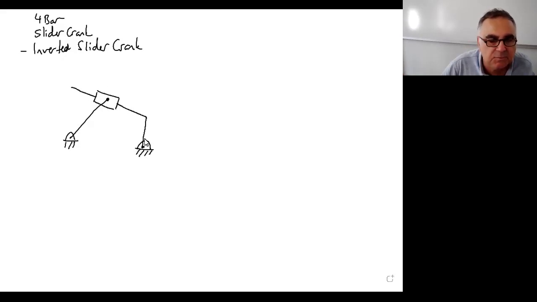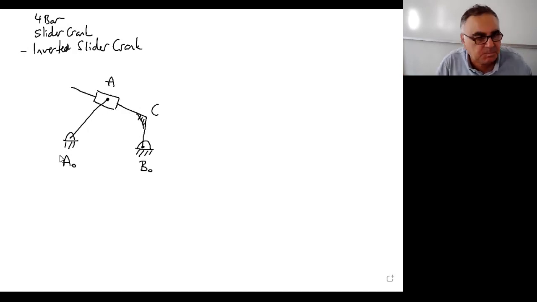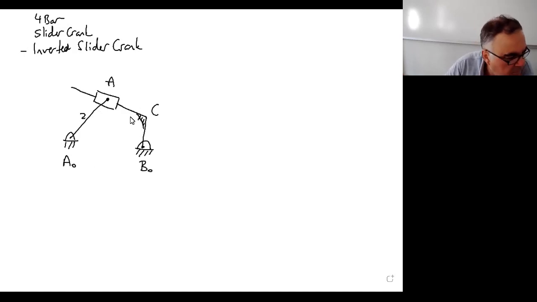This is also an inverted slider crank. The thing is, this is like welded here so that this angle is fixed. Okay, so it is A0, B0, let's say. This point, let's call it C for some reason. And this is A. Again, the numbering of links is 2. This is 3. The slider is 3. And the thing the slider slides on is 4.